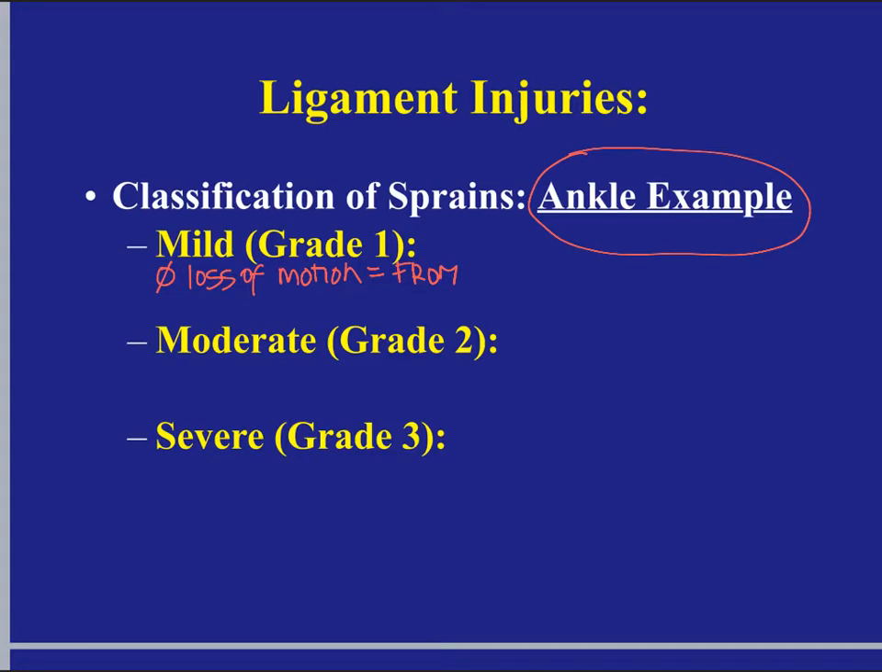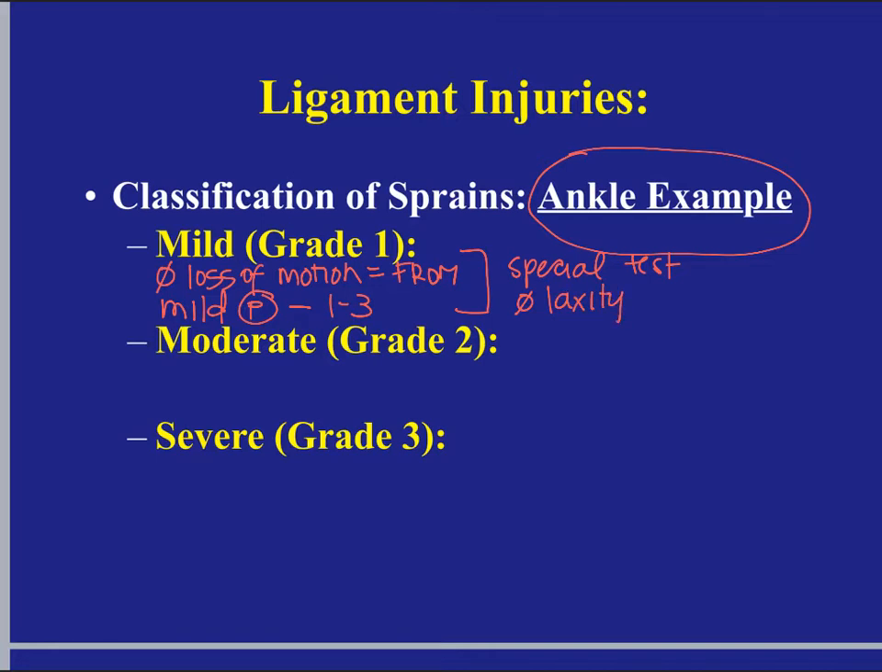The second thing that we know is that they'll have mild pain. So on a scale of 1 to 10, 1 being the least amount of pain, and 10 being the greatest amount of pain they've ever experienced, these patients typically report between a 1 and a 3 on the pain scale. And then secondarily, when we test them using special tests, what we typically will see is that this patient will report or have zero laxity or instability at the joint. So in essence, that ligament is still intact.